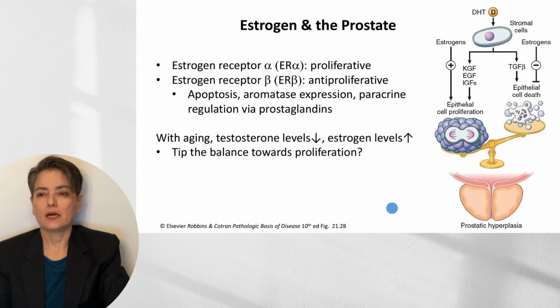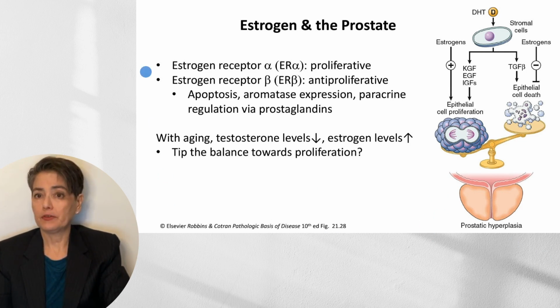It's thought that one of the contributors is going to be estrogens. Remember that all humans will have estrogen and testosterone. And as individuals age, we can see a change in these hormone levels. As men age, they'll have a decrease in testosterone and an increase in estrogen. And perhaps this is what tips the balance towards proliferation, leading to prostatic hyperplasia.